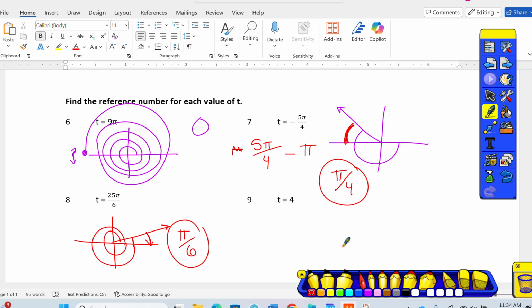And the last one, 4. So 4 is in radians. If 3.14 is over here, and then 1.5 pi is down here, it's got to be in the third quadrant. So my formula for the third quadrant would be my angle minus 180. But if we're in radians, it's going to be my angle minus pi. So I'm going to use my calculator. 4 minus pi, 0.858.